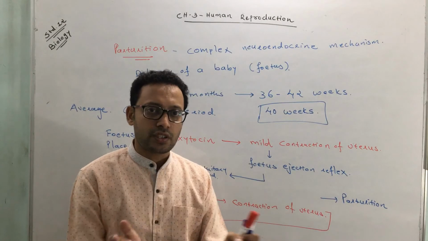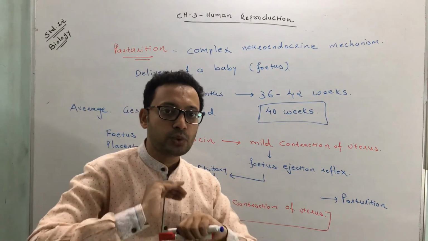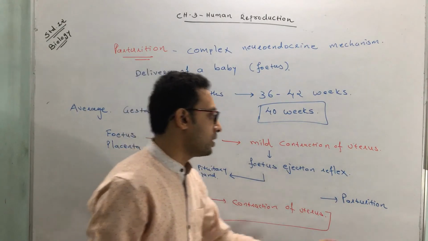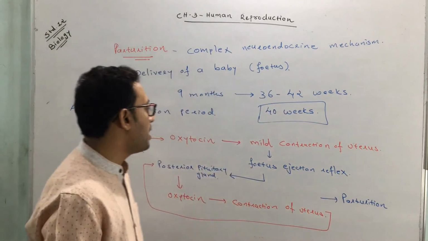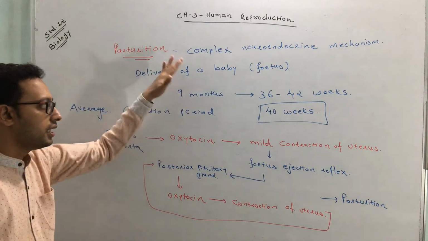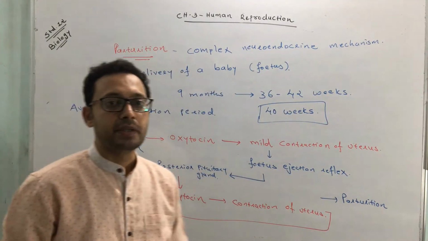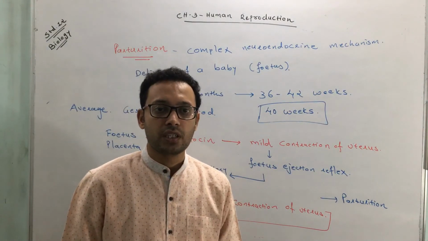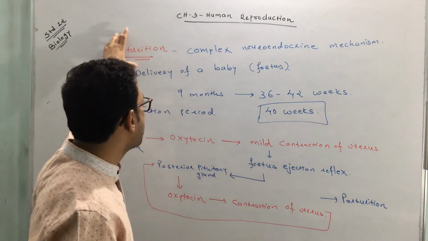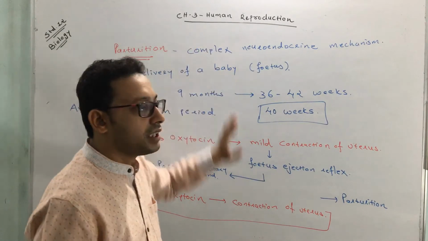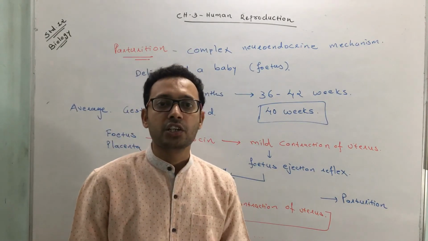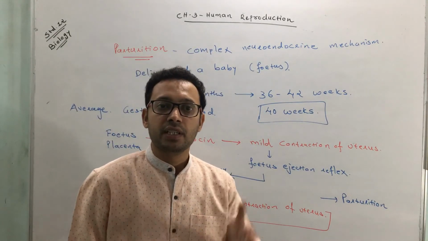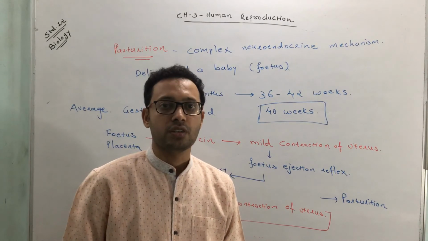When there is a vigorous contraction, it creates a pressure that pushes the baby outside the body, and this process is called the parturition process. Thus the delivery of a baby takes place, and that delivery of a baby is called parturition. In short, it is a very complex neuroendocrine mechanism that leads to parturition.